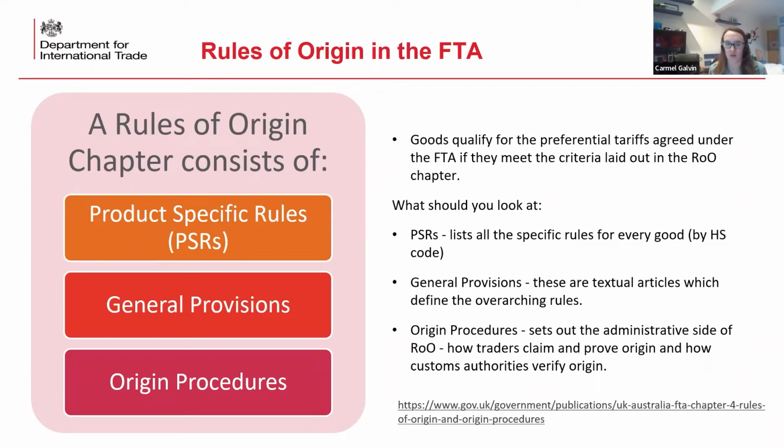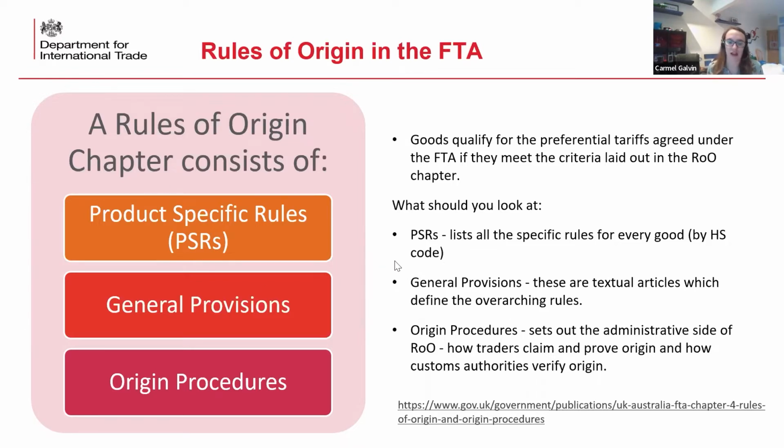Then you need to look at the general provisions. So this is just what it says on the tin. It's textual articles which define the overall general overarching rules in the agreement. Here there are quite relevant things that have a broad range, and we're going to talk you through some examples of them later. So they might have things that are relevant to your good. And finally, you've got origin procedures. This, again, as it says on the tin, sets out the origin procedure, so the administrative side of rules of origin. So if you've looked at the PSR and you've looked at the general provisions and you know that your good meets the rules of origin, then you need to look at how you can prove that.